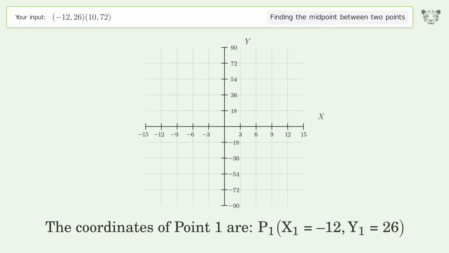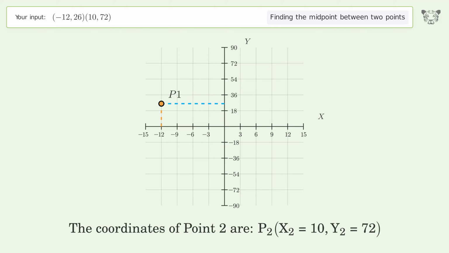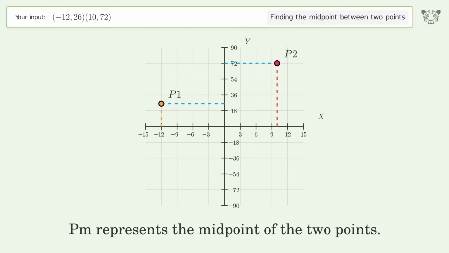The coordinates of point 1 are, x1 equals -12, y1 equals 26. The coordinates of point 2 are, x2 equals 10, y2 equals 72. PM represents the midpoint of the 2 points.